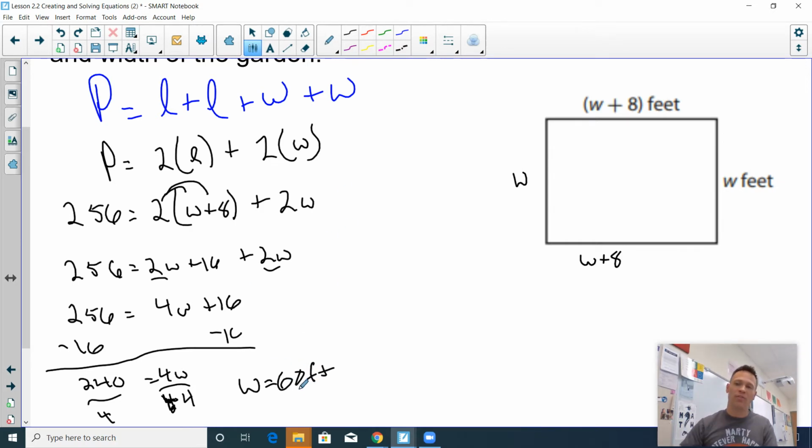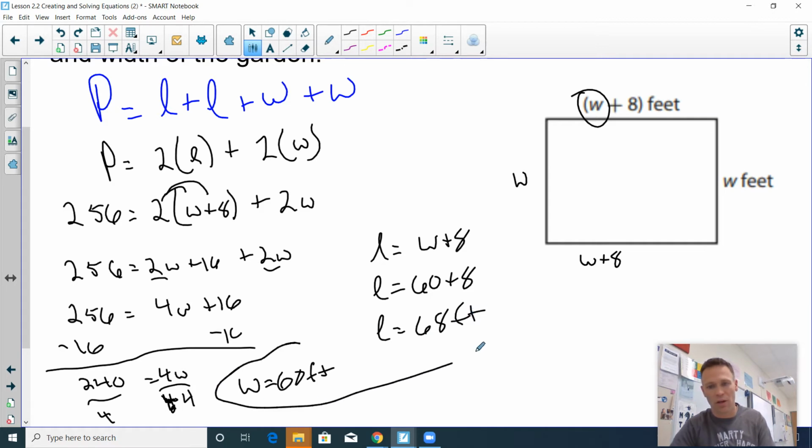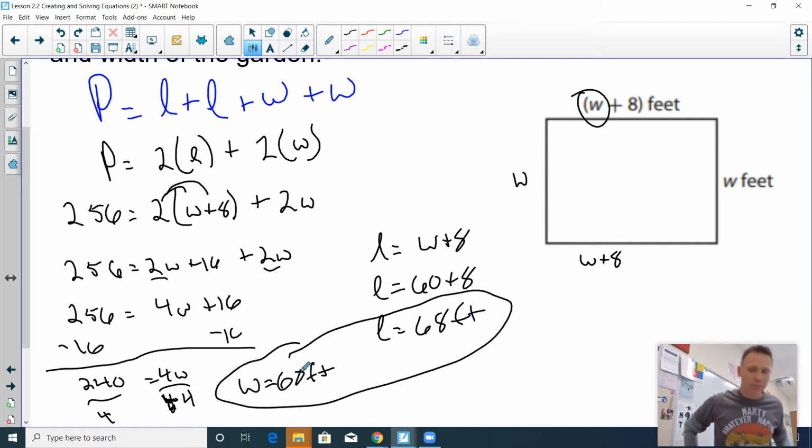And now I also have to find the length. So just like the last problem, if I know one answer, I can substitute it in to find the other. So if the length is equal to W plus 8, then I can say length is then equal to 60 plus 8, because I know the width is 60. And so the length is 68 feet. And those are my dimensions. All right, so if you need to see that again, stop, rewind, go back.